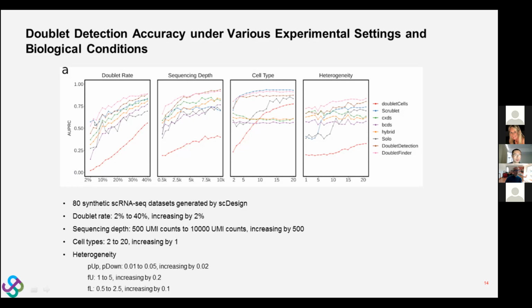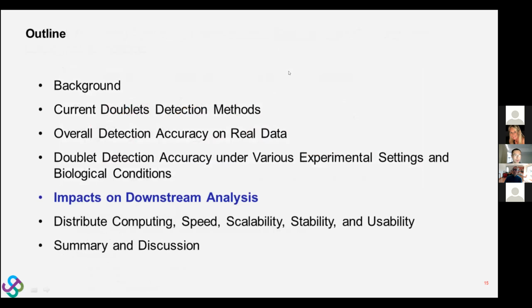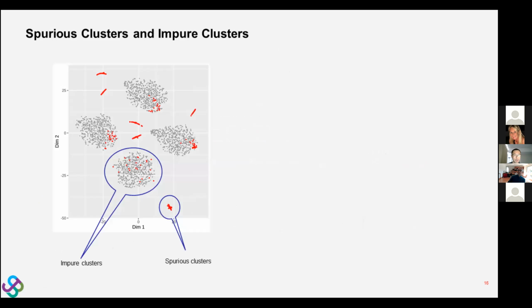So this illustrates that in reality, people want to catch more cells, then they will have more doublets. But it turns out that the doublet detection method can perform better in this setting. So it encourages people to give higher and higher throughput of those experiments. Then we want to check how methods impact or improve the downstream analysis after they remove doublets.